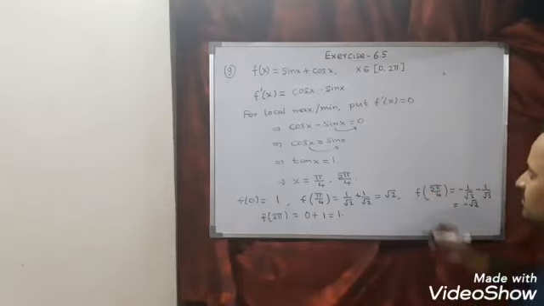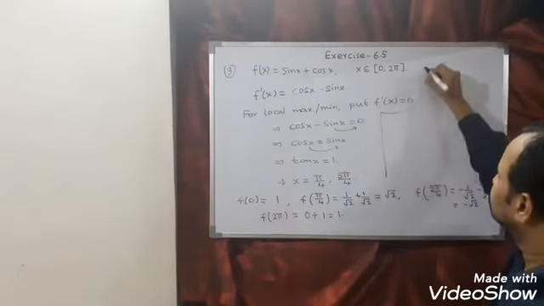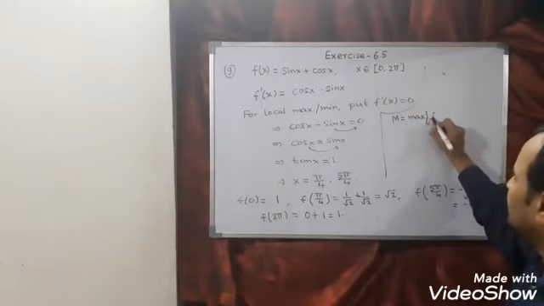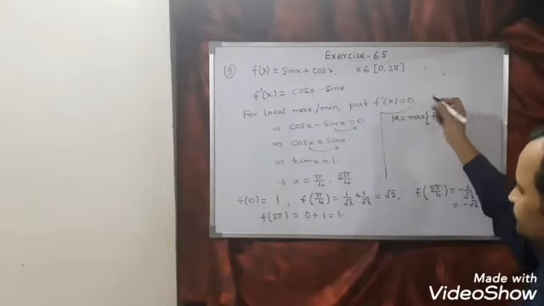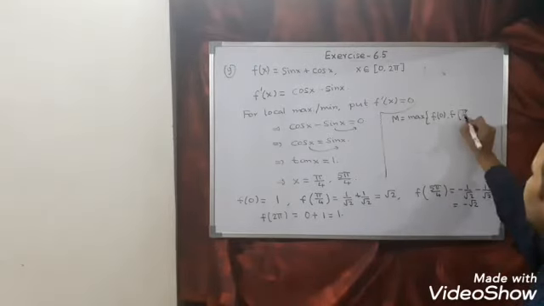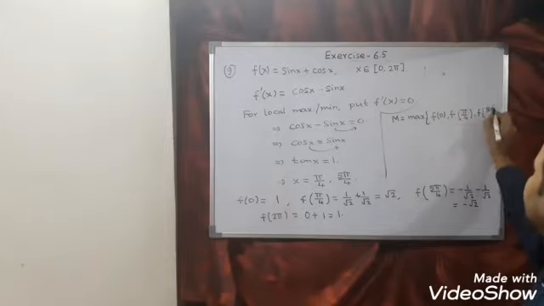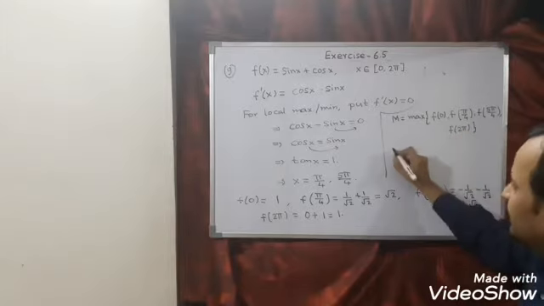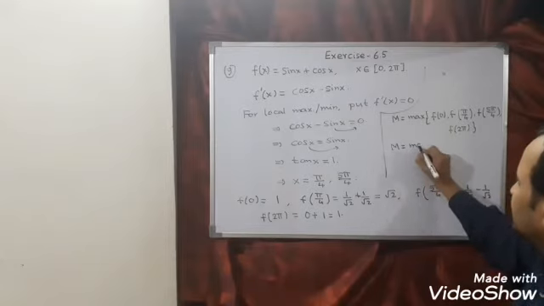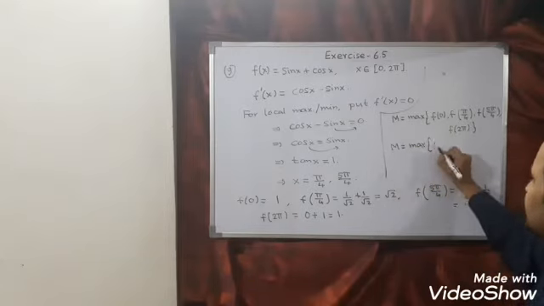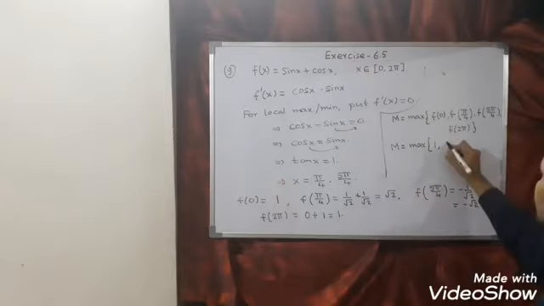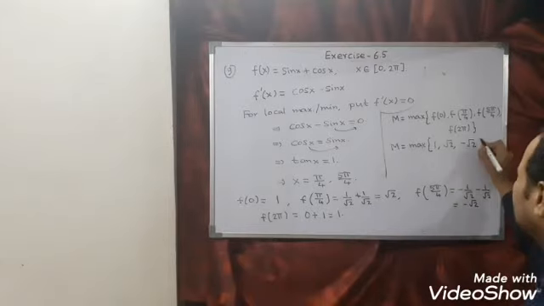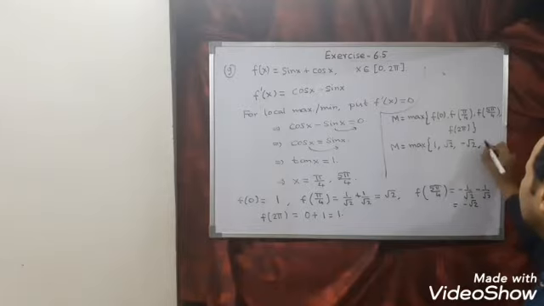The question is the maximum value. So capital M is equal to the maximum of f of 0, f of pi by 4, f of 5 pi by 4, and f of 2 pi. Now put the values. So capital M is equal to the maximum of, what is f of 0? 1. F of pi by 4 is root 2. This is minus root 2 and this value is 1.